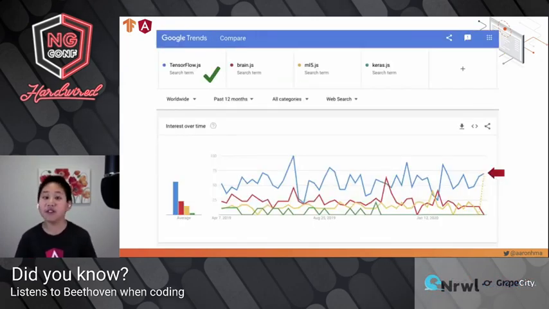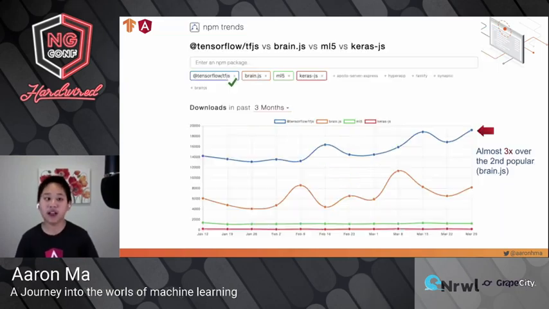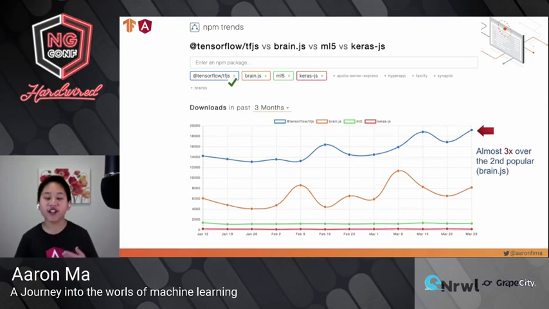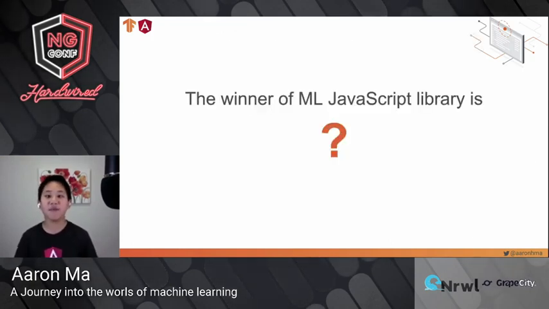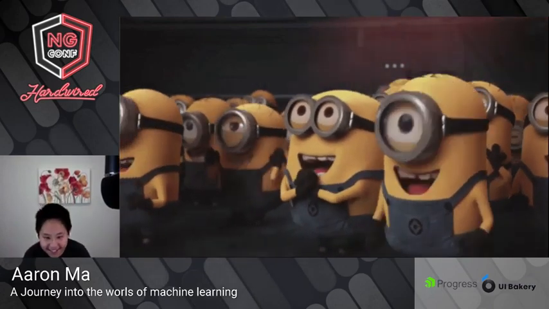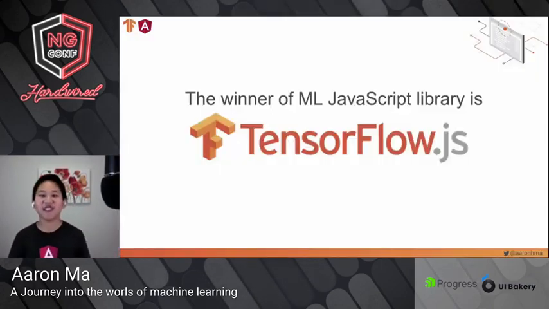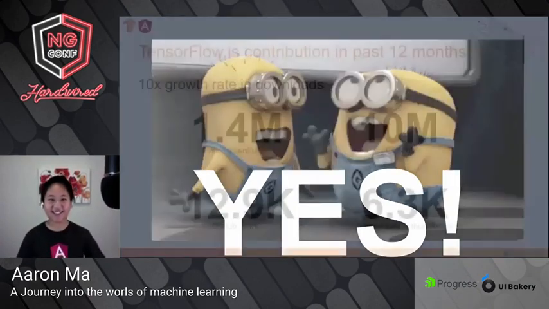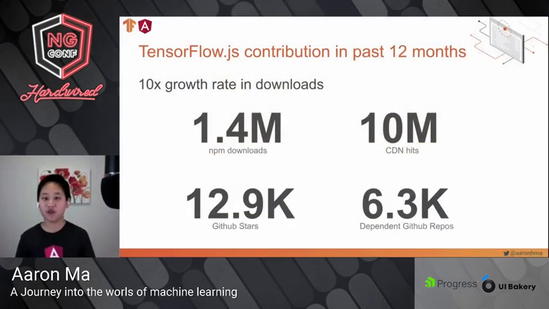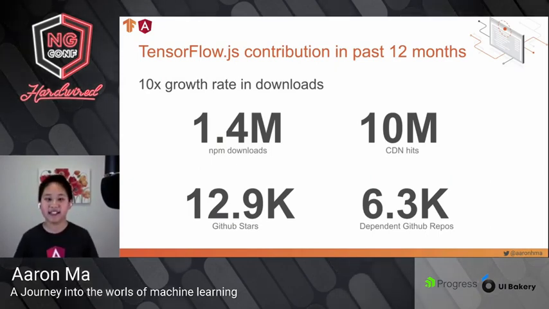How about Google trends in the past 12 months? Clearly, TensorFlow.js is the winner. How about NPM downloads in the past 3 months? But clearly, TensorFlow.js is still the winner. In fact, as of March 29th, the downloads is almost 3x over Brain.js downloads. So the winner of the machine learning JavaScript library battle is, drum roll please, TensorFlow.js. Yes! So TensorFlow.js contribution in the past 12 months has skyrocketed. There's more than 1.4 million NPM downloads and 10 million CDN hits.